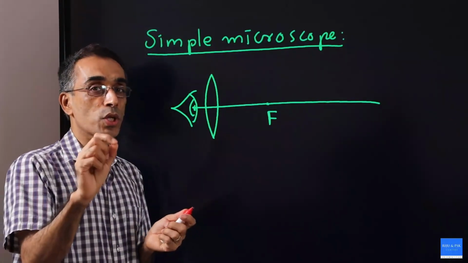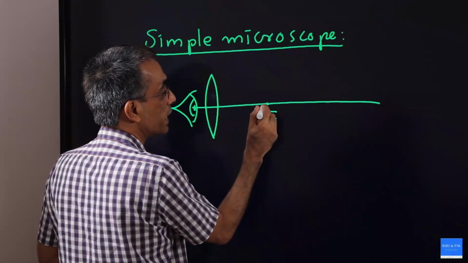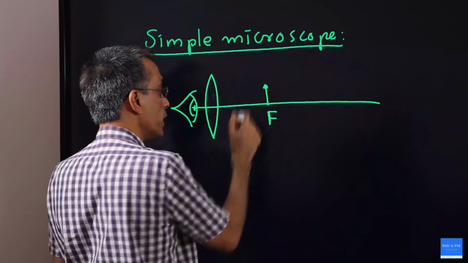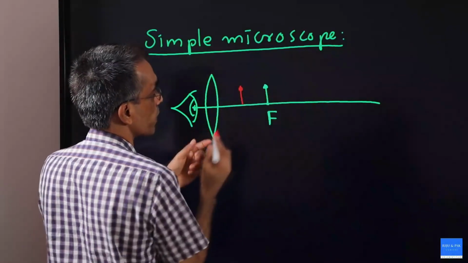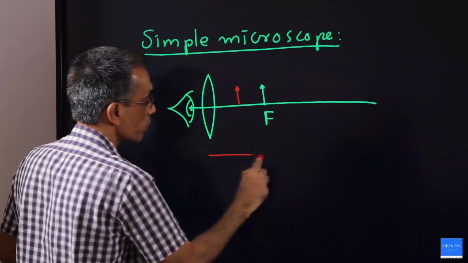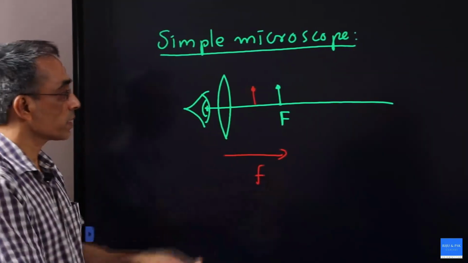So what is the position of the object in a simple microscope? The position of the object in a simple microscope is either at the focus, that means here, or within the focal length, somewhere here. These are the two possibilities, either at the focus or within the focal length. Fine. What is the difference in the final image?